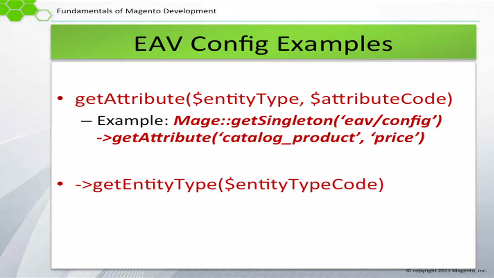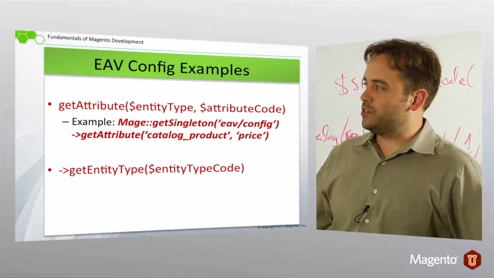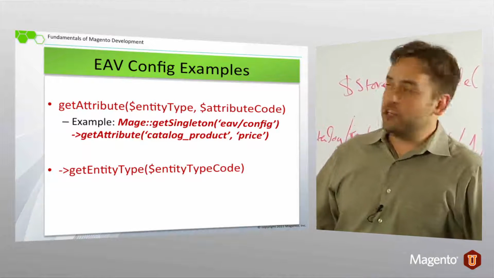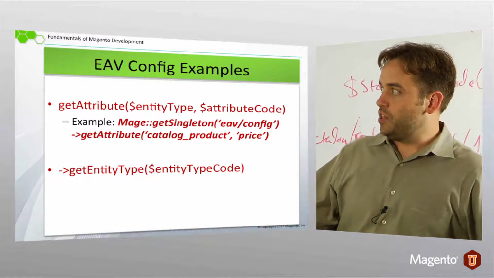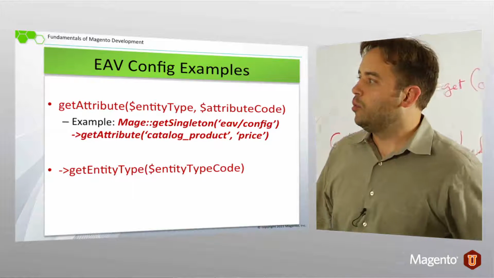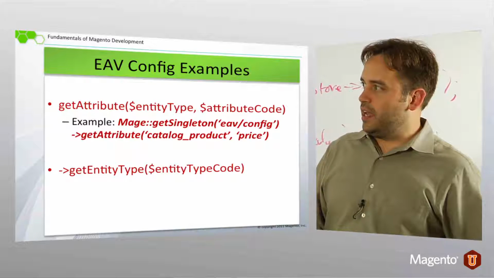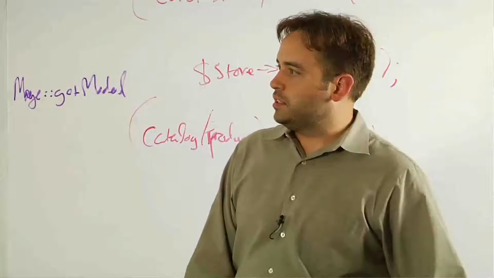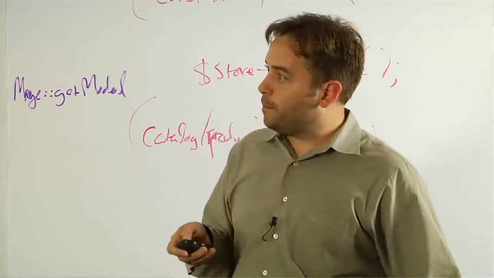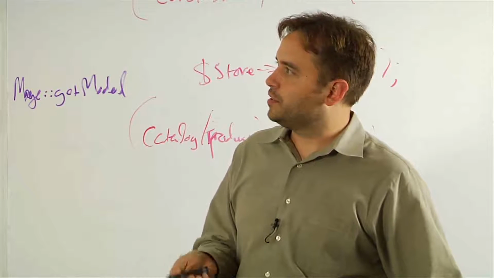So, get attribute: entity type, attribute code. So we'd specify catalog product, for example, and the attribute that we want to get. So this we could do anywhere. To find out information about this price attribute, Mage get singleton, EAV config, get attribute, specify a product type, or we can also again just simply use that entity and get the attribute. Let's see, get any type code. I don't know why that's there.